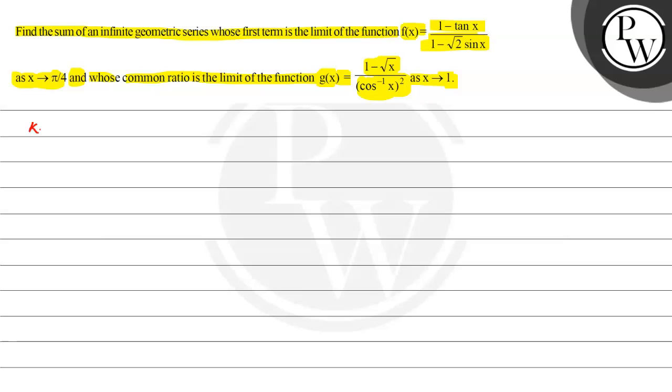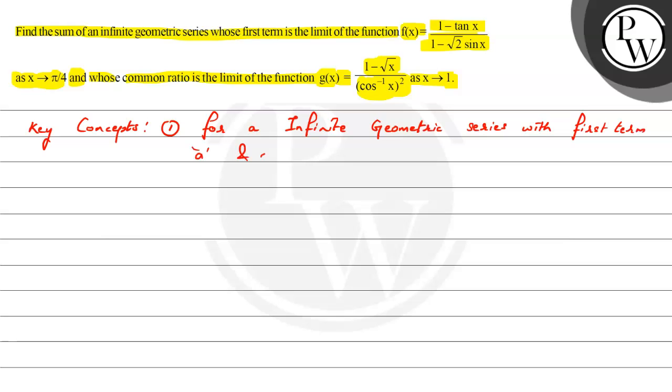Before starting the solution, let's note down the key concepts for this problem. The first key concept is: for an infinite geometric series with first term a and common ratio r such that modulus of r is less than 1, the sum is a divided by 1 minus r.